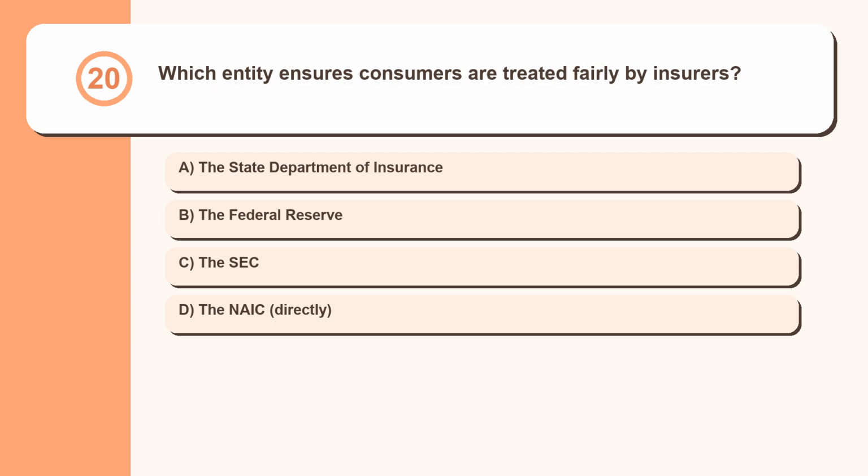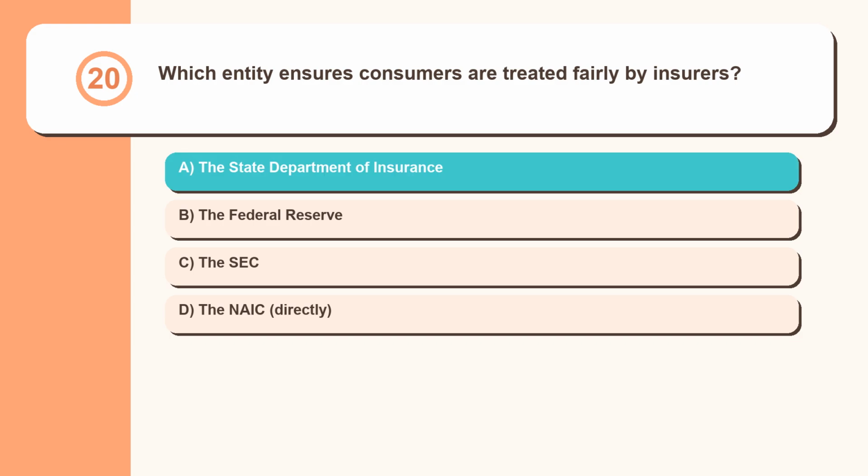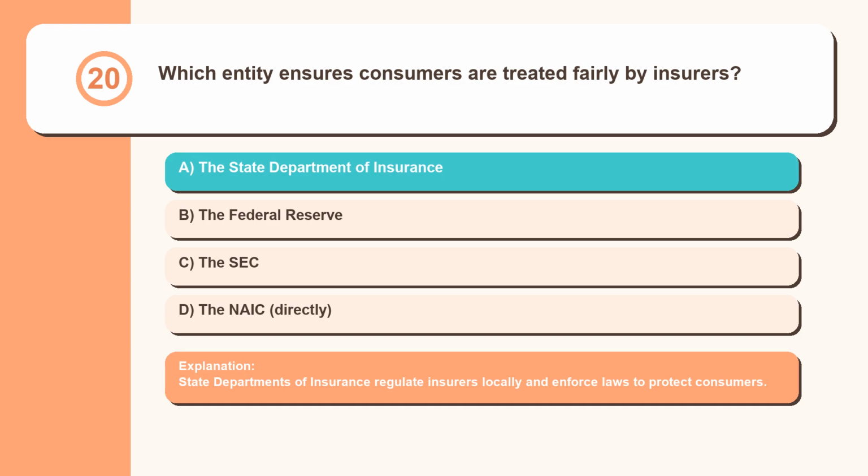Question 20. Which entity ensures consumers are treated fairly by insurers? The State Department of Insurance, the Federal Reserve, the SEC, the NAIC. State departments of insurance regulate insurers locally and enforce laws to protect consumers.